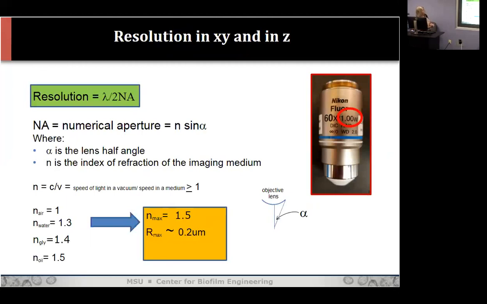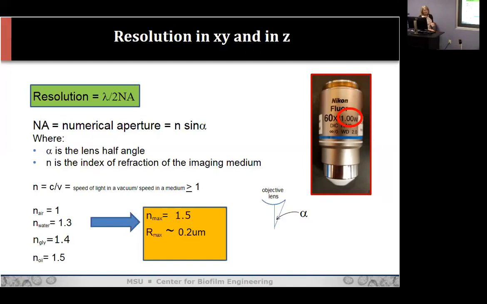So a little more about resolution. There are many ways to calculate resolution. This is one of the ways that we use, a simple way. Resolution in microns or nanometers is equal to the wavelength of light used for the imaging divided by 2 times the numerical aperture. And we can calculate the numerical aperture: N sine of alpha. Alpha is the half angle of the lens, which gives us an idea of the light gathering capability of the objective. And N is the index of refraction of the imaging medium.